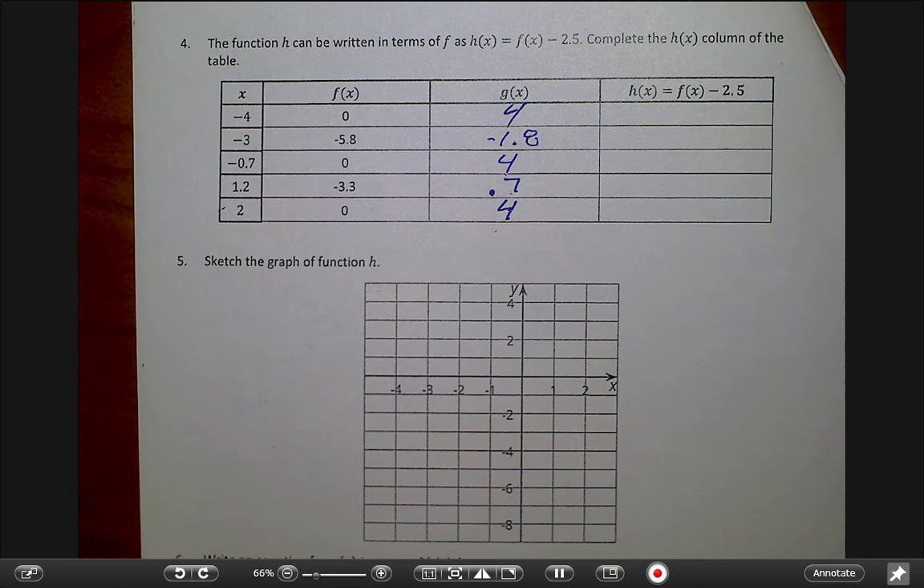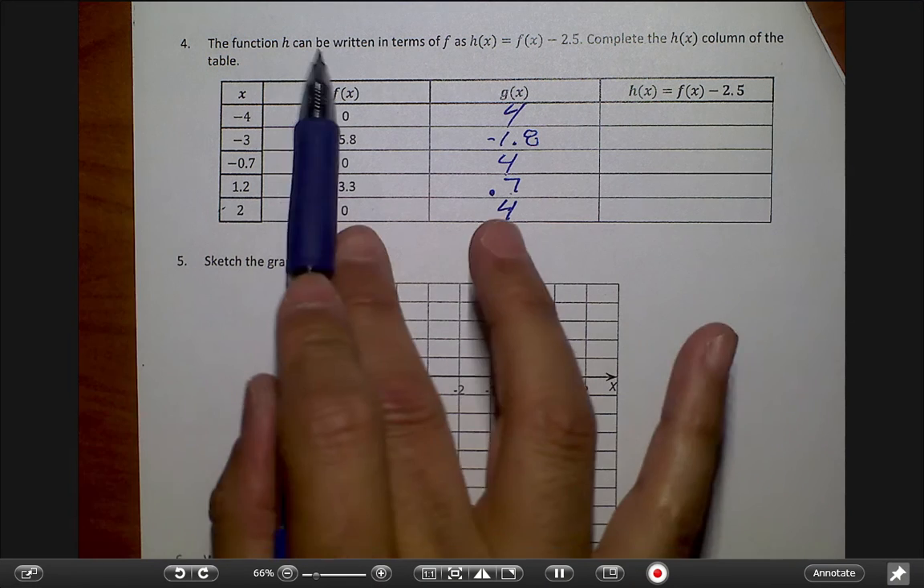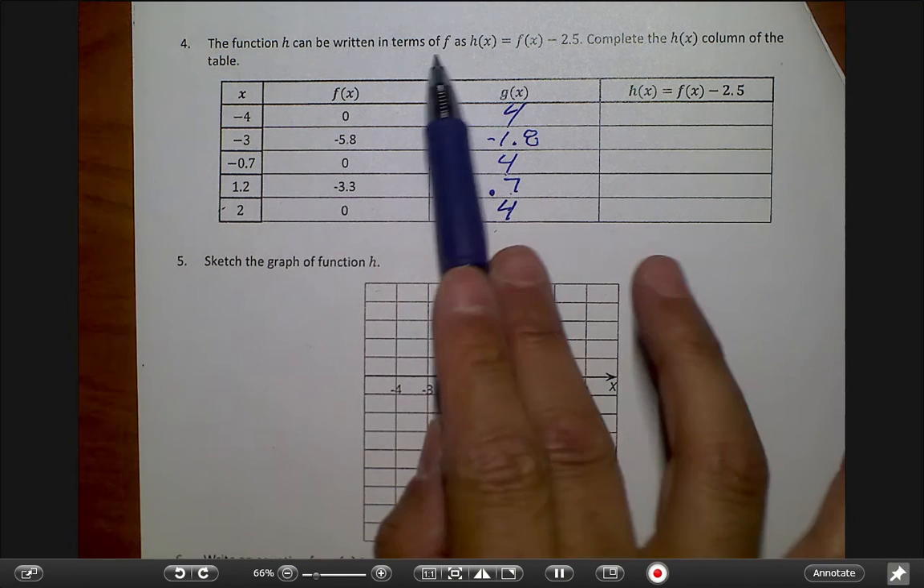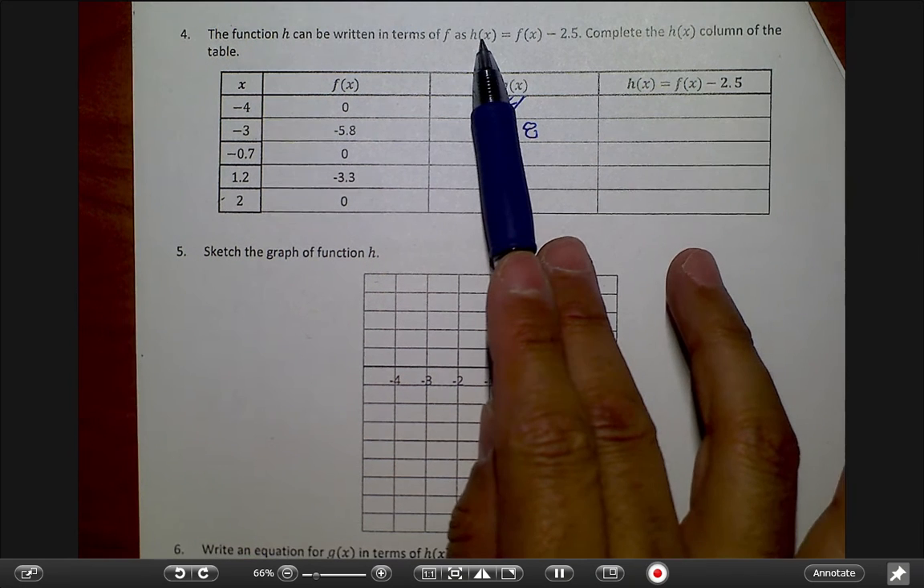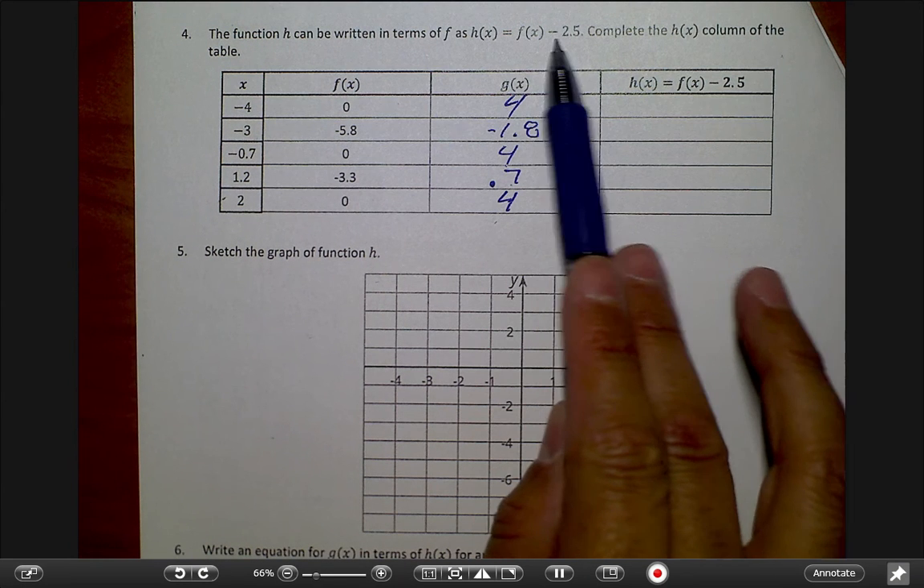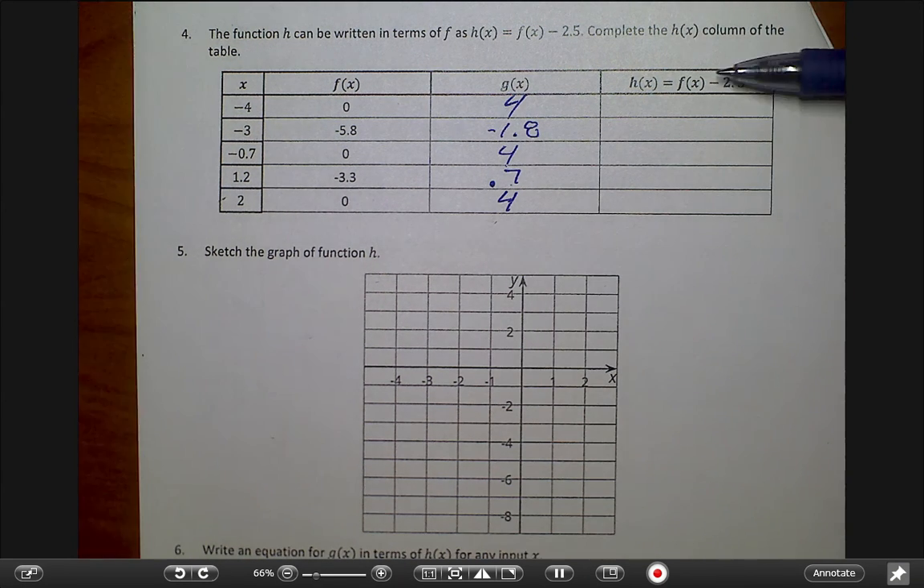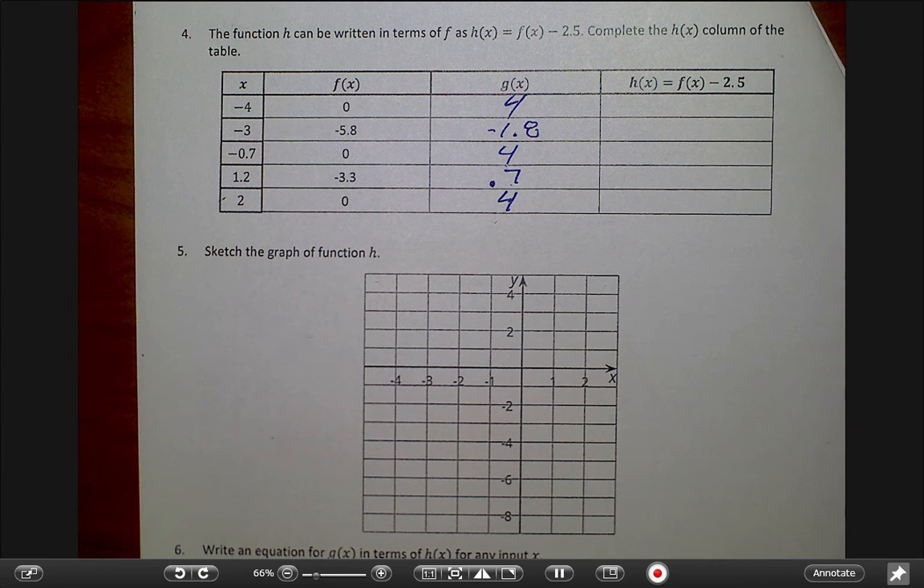Now for this next one, the function h can be written in terms of f. Here we go. It says h of x is f of x minus 2.5. So then complete the table. You already done? Complete it. Do it. Did you already do it, Mr. Brown? Is it done? Okay, then do it, Mr. Brown.